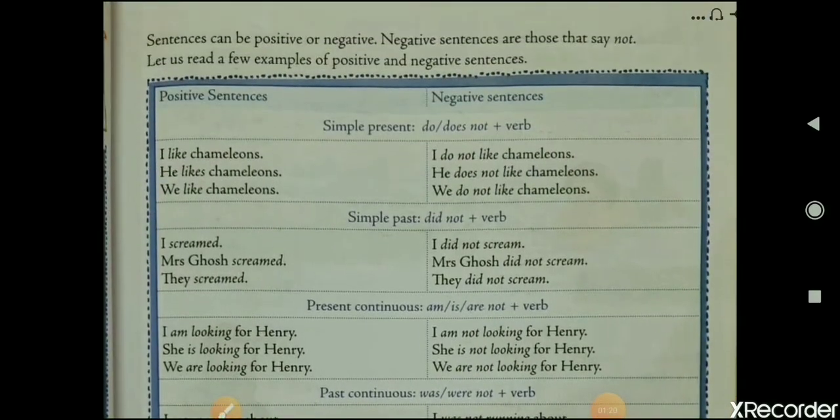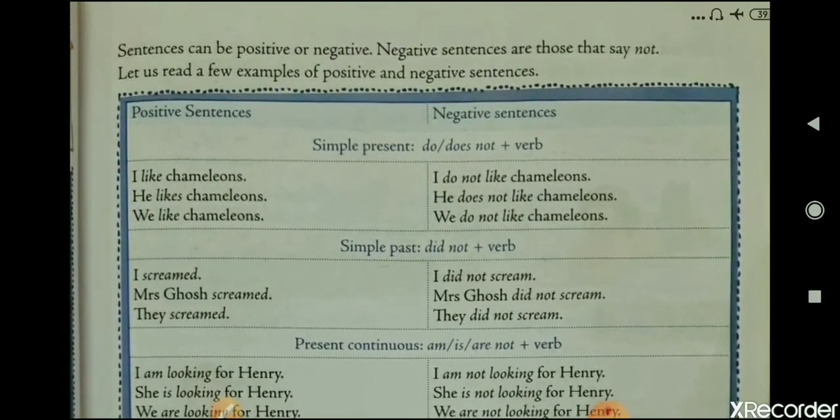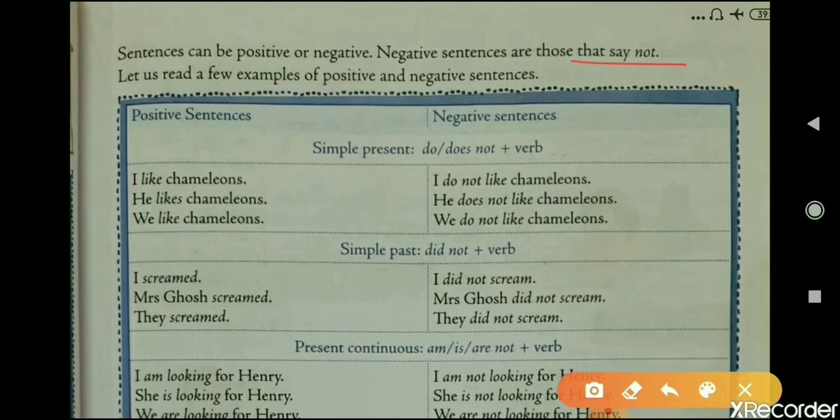Sentences can be positive or negative. Negative sentences are those that say not. So these are some examples of positive sentences and also of negative sentences. First one is simple present. Do, does we use in simple present plus verb.